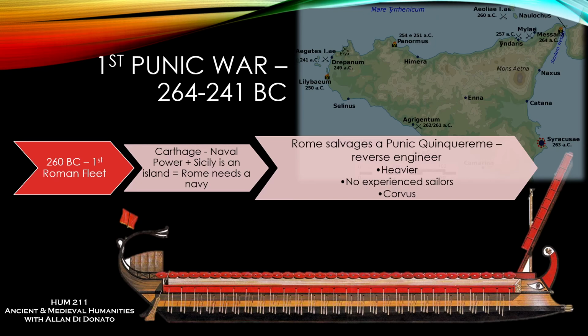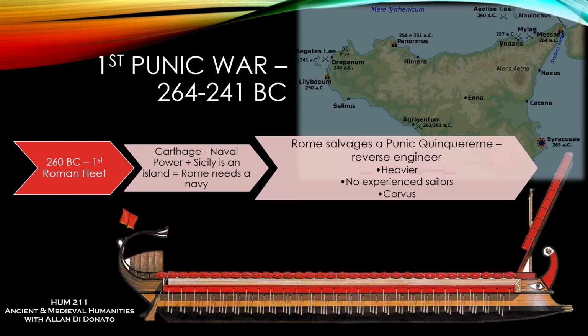What they do, again, here's the mathematics if you want to put it that way. Carthage is a naval power, Sicily's an island. 2 + 2 is 4. You need to build a navy. And what Rome does is they come across a wrecked Carthaginian quinquereme, or wrecked ship, battleship. They salvage it, and then they reverse engineer the vessel and build a model. Now, the Romans are not great shipbuilders. They're working off of a Carthaginian design, but they end up building ships that ultimately are heavier, less maneuverable, and they don't have the experience that the Carthaginians do.